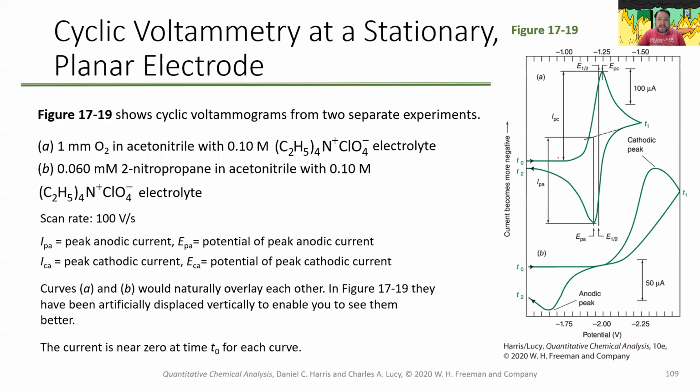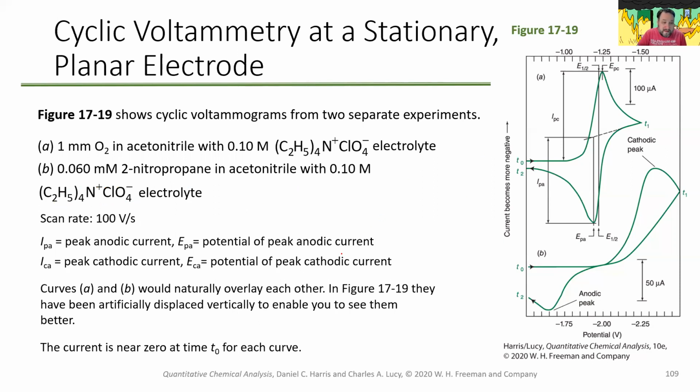So here's two separate experiments. We've got a reversible one and a non-reversible one. The first one is 1 millimolar oxygen in acetonitrile with 0.1 molar C2H5 and ClO electrolyte, and B is 0.06 millimolar 2-nitropropane in acetonitrile with C2H5 and plus ClO electrolyte. And you're doing the same scan rate.